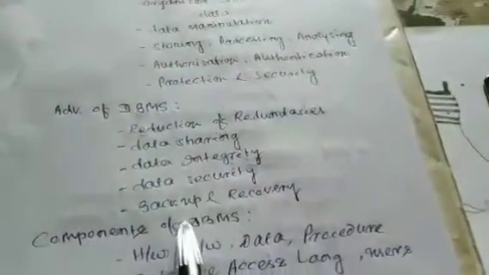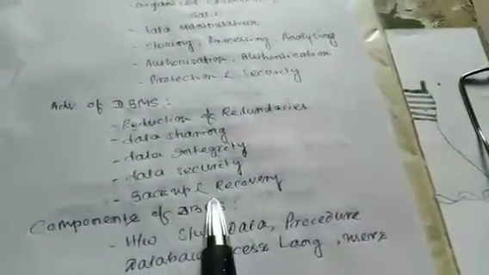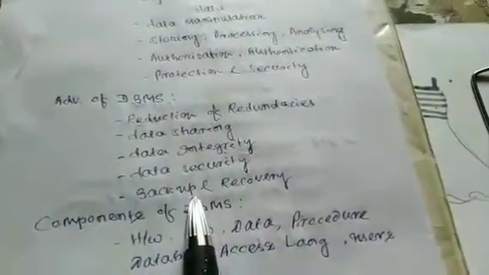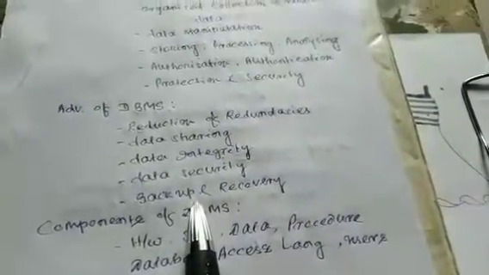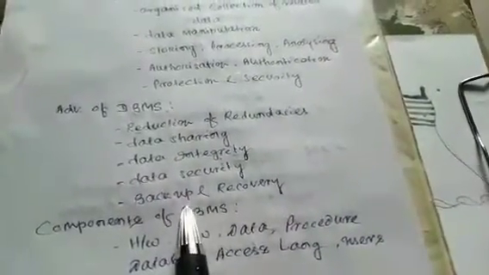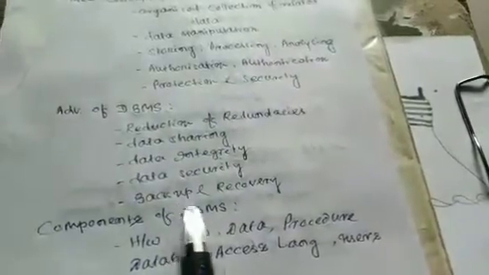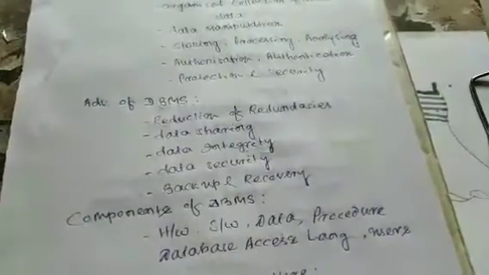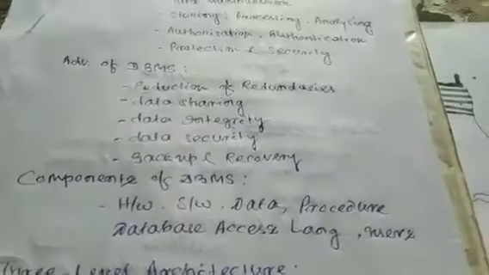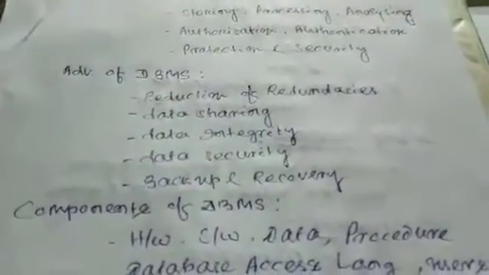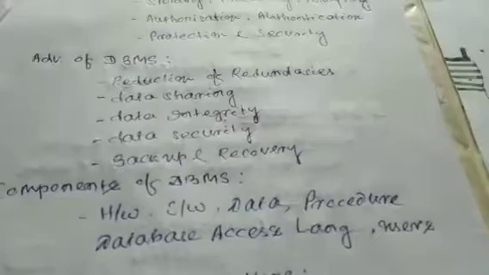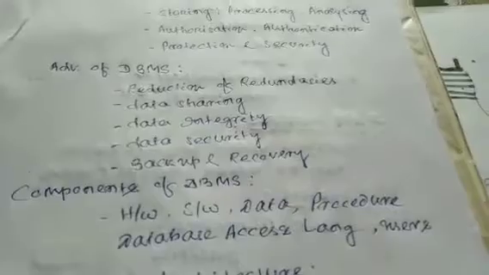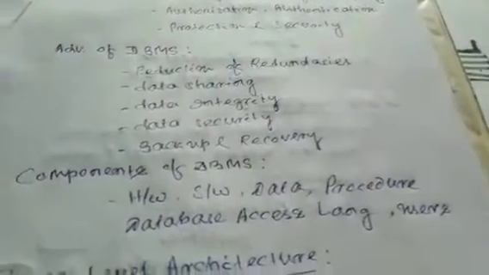The next point discussed was backup and recovery. Whenever there is any failure, whether human error, device error or any machinery problem, unfortunately some data may be corrupted or lost. Due to backup facilities, we can recover this lost data. So backup and recovery means lost data can be recovered and stored again into the database management system.